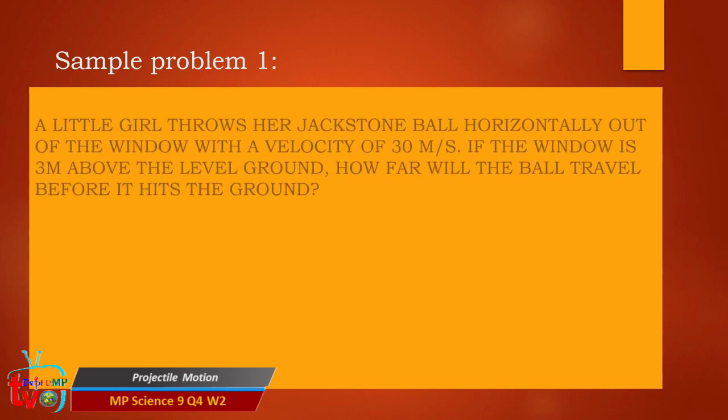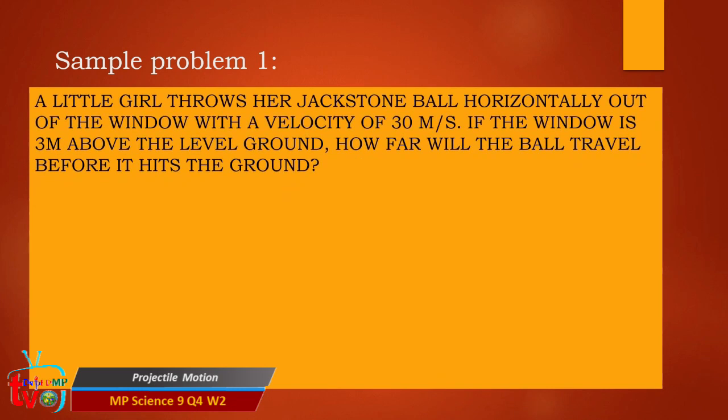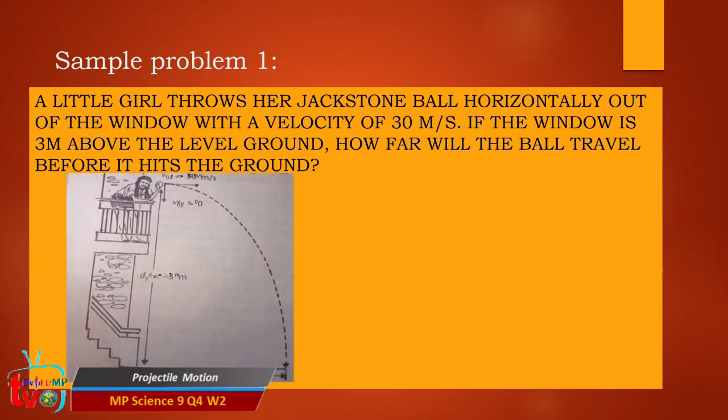Using the formulas that were mentioned, let us solve this sample problem. A little girl throws her jackstone ball horizontally out of the window with a velocity of 30 meters per second. If the window is 3 meters above the level ground, how far will the ball travel before it hits the ground? To understand the problem better, let us take a look at the diagram.